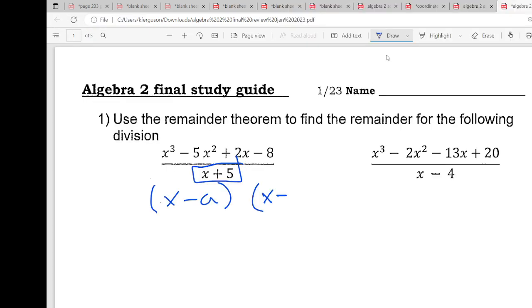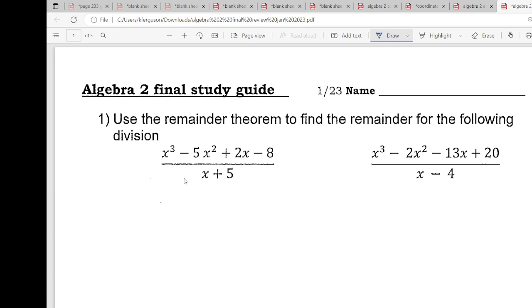Okay, so looking at this, the remainder theorem, what does it say? The remainder theorem says that if you take what you're dividing by and plug it into your equation, it'll give you the remainder for when you divide this into your equation.